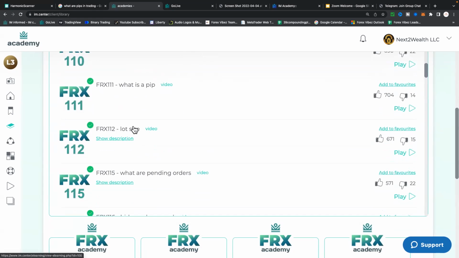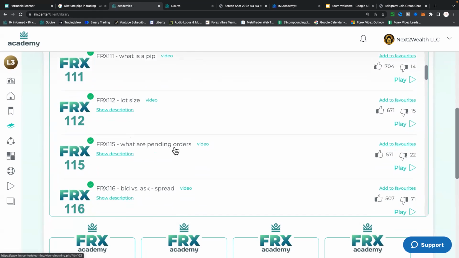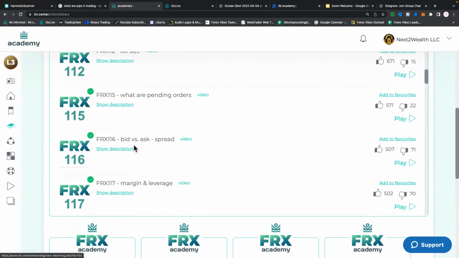Lot sizes. Now you're starting to learn how to trade. Pending orders. Remember, we just talked about that today. The spread. What is the spread? See how this flows? So in the beginning, I just went over and gave you some information, and now we get to backtrack, and now you get to actually learn the foundation of it. Now it's all going to make sense once you get into the academy.